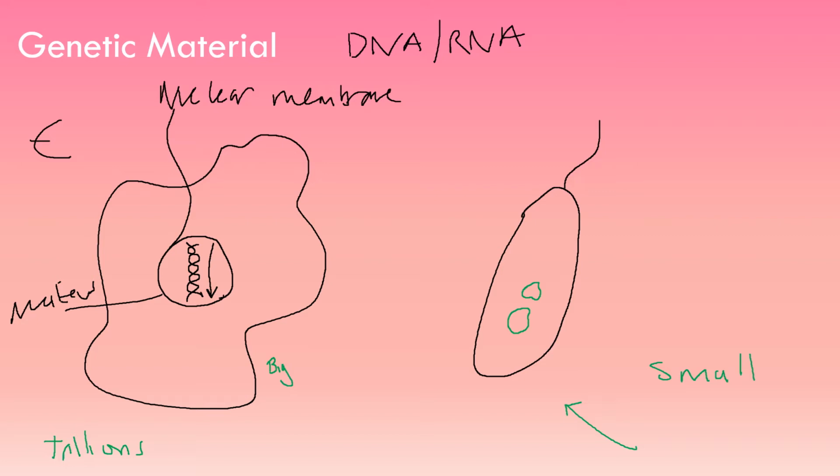And notice that the circular DNA in a prokaryote does not have a nuclear membrane around it. It's free. So that is one of the biggest distinctions between a prokaryote and eukaryote. Does it have a nuclear membrane around its genetic material? If it has a nucleus, it's going to be a eukaryote. If it doesn't have a nucleus, it's going to be a prokaryote.